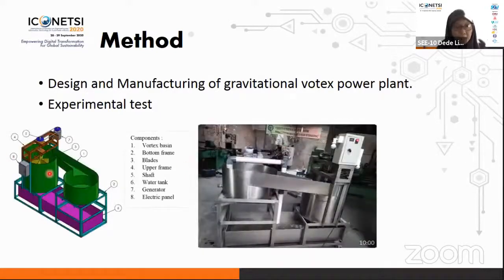The vortex basin consists of 2 circular pools. The first pool is where the blades are installed. The other pool is where the water is pumped from the tank. And then it flows from the second pool to the first pool due to the gravitational height difference of 0.4 meter. The basin is made of stainless steel 304 with a diameter of 560 millimeter for each pool.